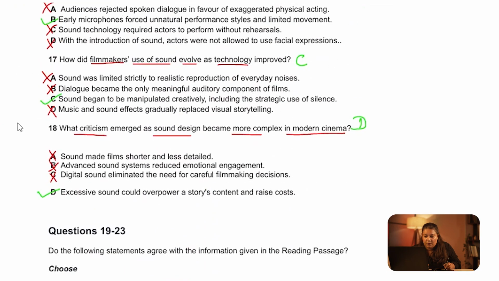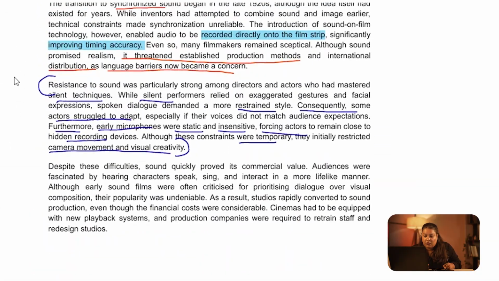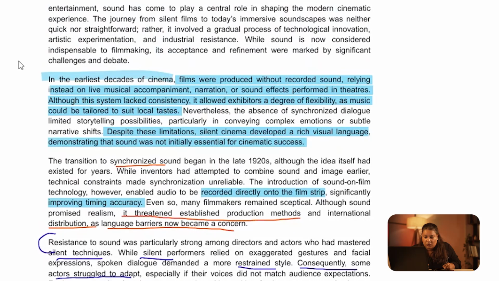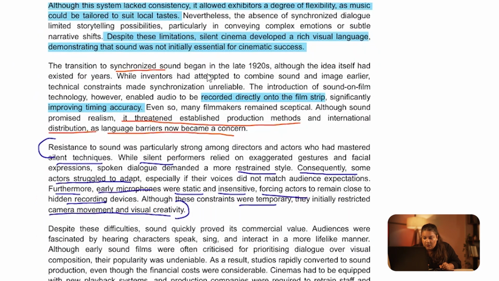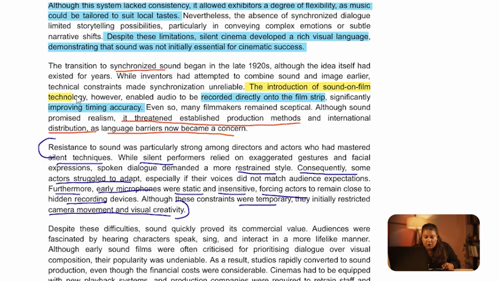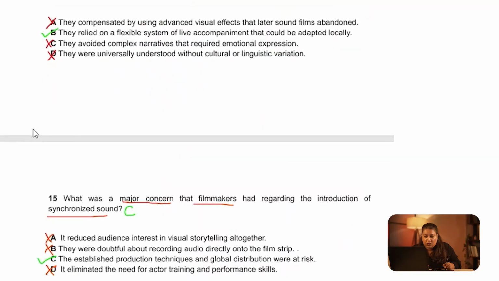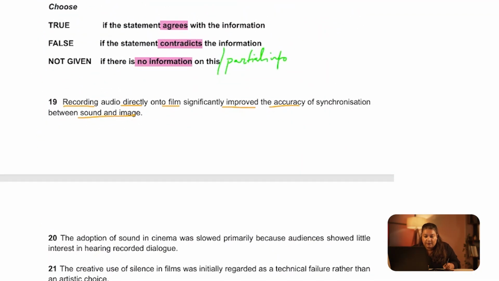So let's go back. Start skimming and scanning. Recording film directly, did it improve significantly between sound and image? So we don't have anything talking about recording. Synchronized sound, introduction of sound on film. Okay, so we do have it here. I'm going to highlight this part. The introduction of sound on film technology, however, enabled audio to be recorded, it said between image and sound directly onto the film strip, significantly improved timing accuracy. So it did do that. So answer to this question will be true. The statement completely agrees. Now let's move to question number 20.